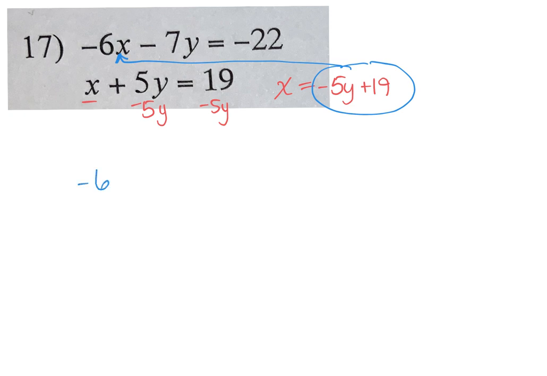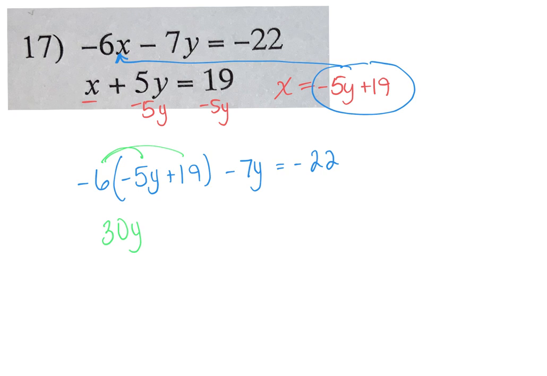So I have negative 6, and instead of x, I will write negative 5y plus 19 minus 7y equals negative 22. And then I'm just distributing and solving for my other variable, which is y. So I'm going to say negative 6 times negative 5 is 30y. Negative 6 times 19 is 114, I hope. Yes. Minus 7y equals negative 22. Then I am going to combine my like terms. 30y, negative 7y is 23y. I am going to add the 114 over.